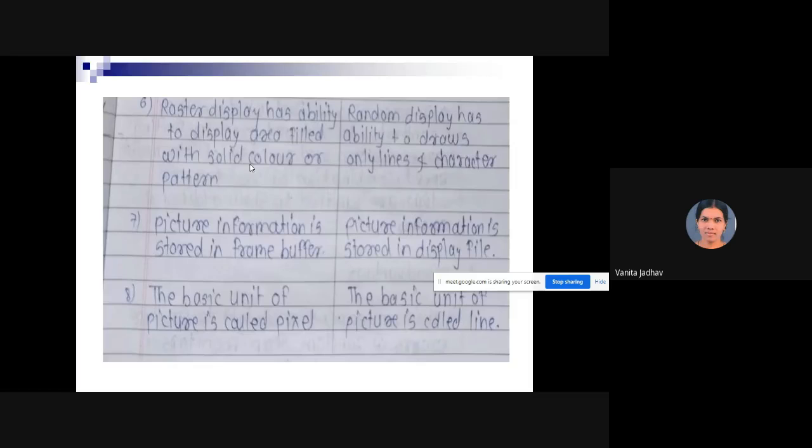So based upon application we are using raster display and random display. Okay, next simple difference, picture information is stored in frame buffer. So just now we discussed in raster picture information is stored in frame buffer, and in random it is stored in display file.